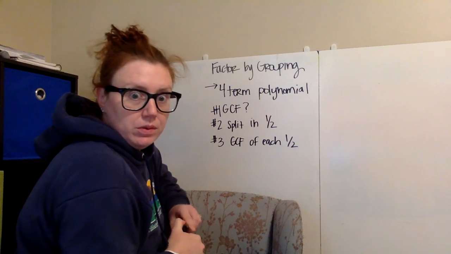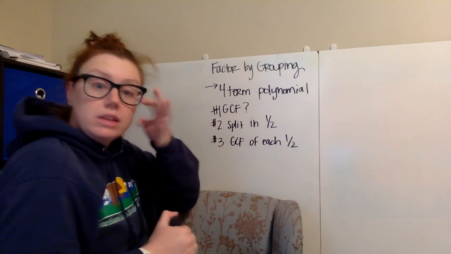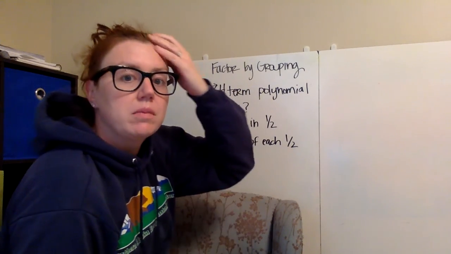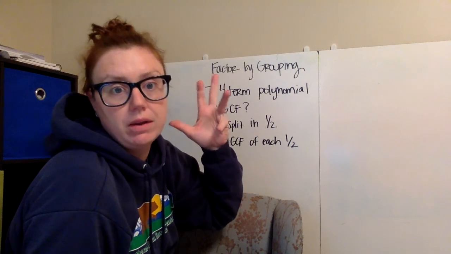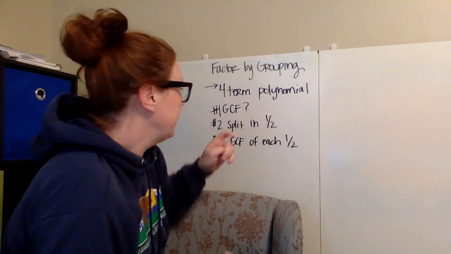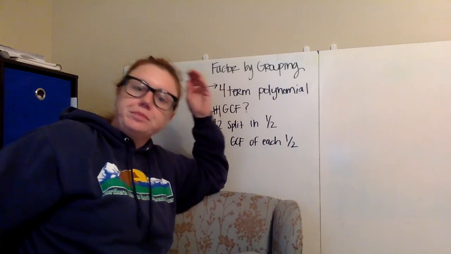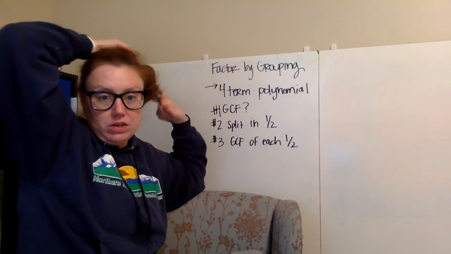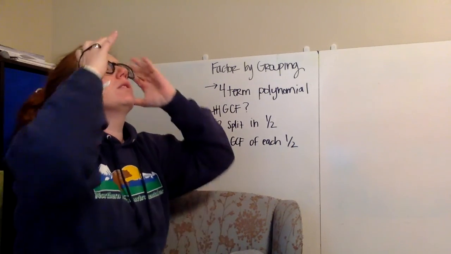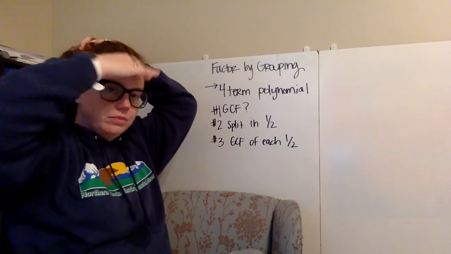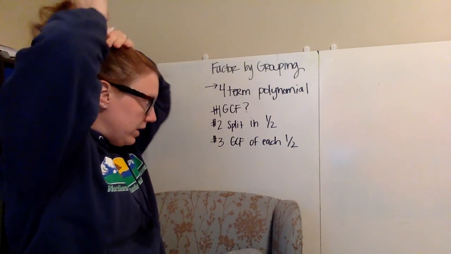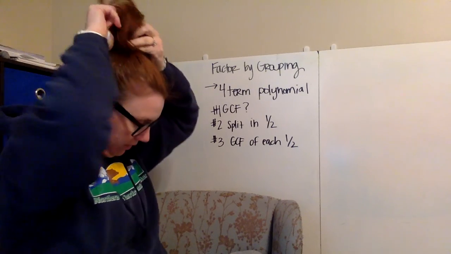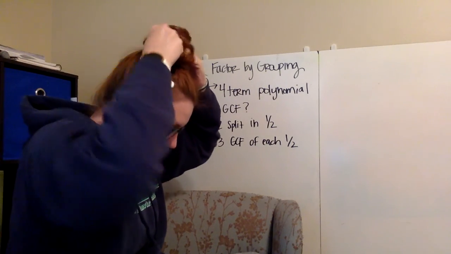So first we are looking to see, is there a main GCF that can come out? And usually there's a main GCF when our numbers are outside of 100, right? When it's greater than 100. Then we're going to split it in half. We're going to take the 4 terms and put them in groups of 2, so the first 2 and the second 2. And then once it's split in half, we are going to find the GCF of each half.